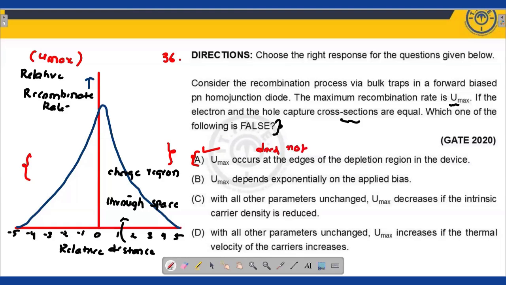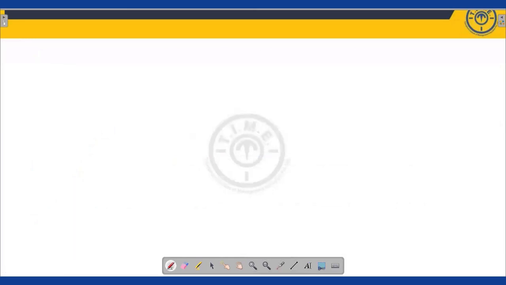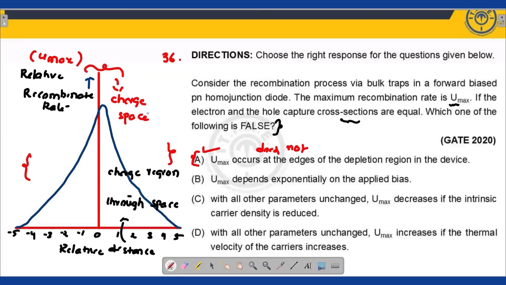See here, it occurs in the charge space region. Umax occurs in the charge space region. Only in the charge space region is it occurring, my dear students. It is occurring especially, very, very important, in the charge space region. Just I would like to bring it to your notice, my dear students. This is the general parameters, and I would like to bring it to your notice over here.